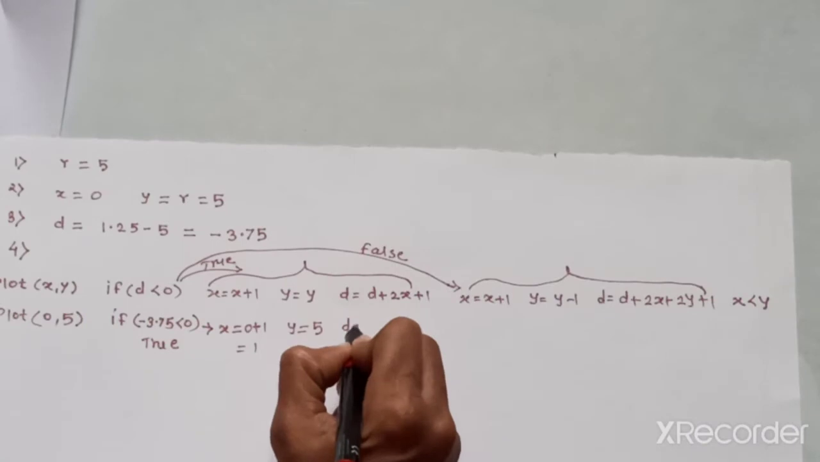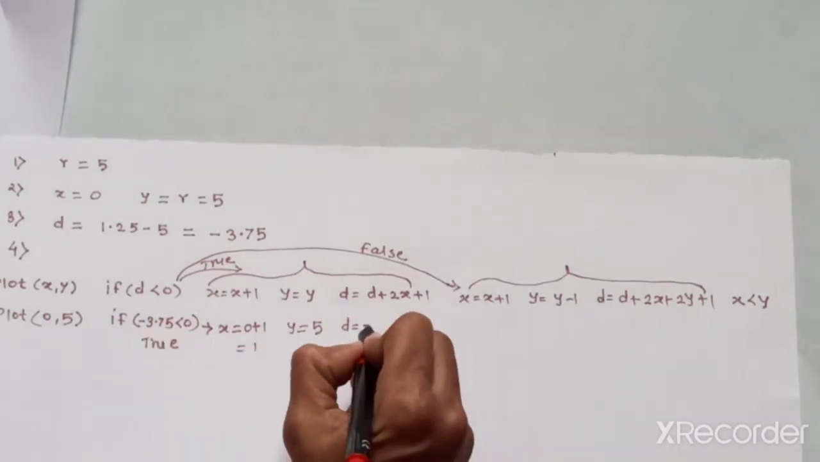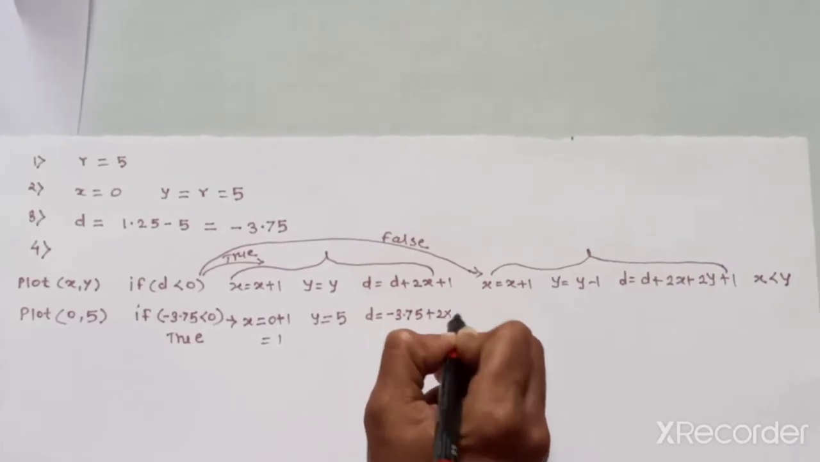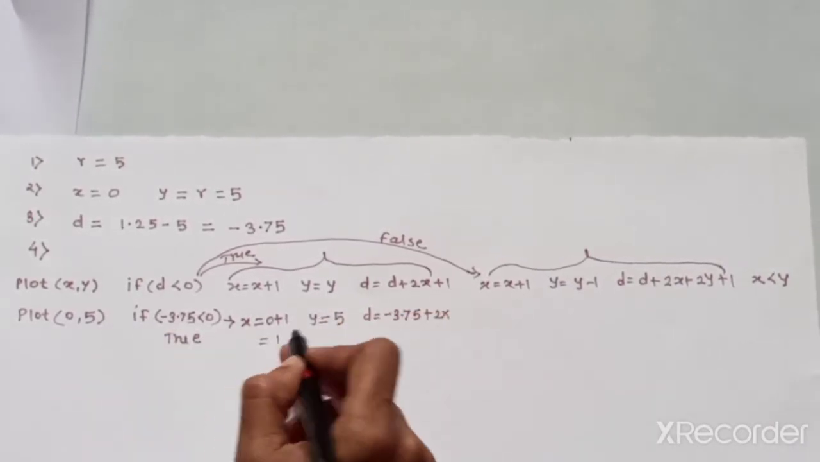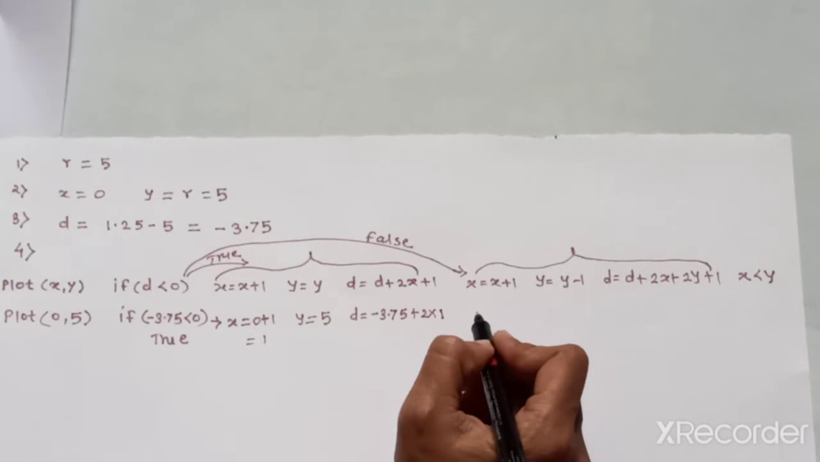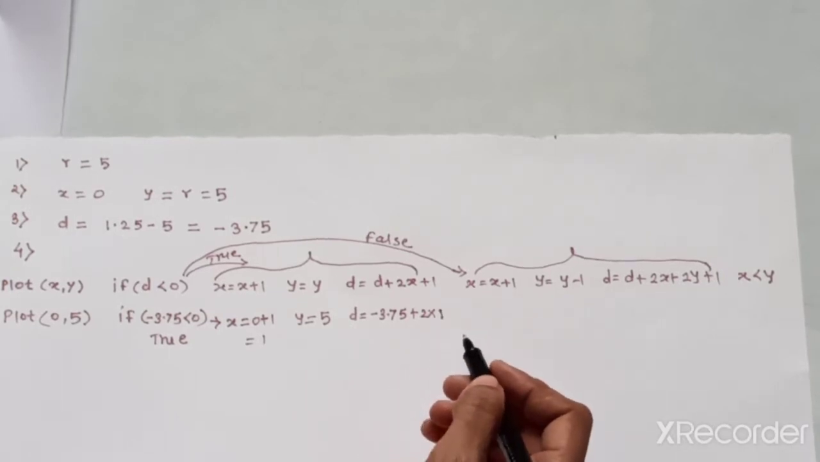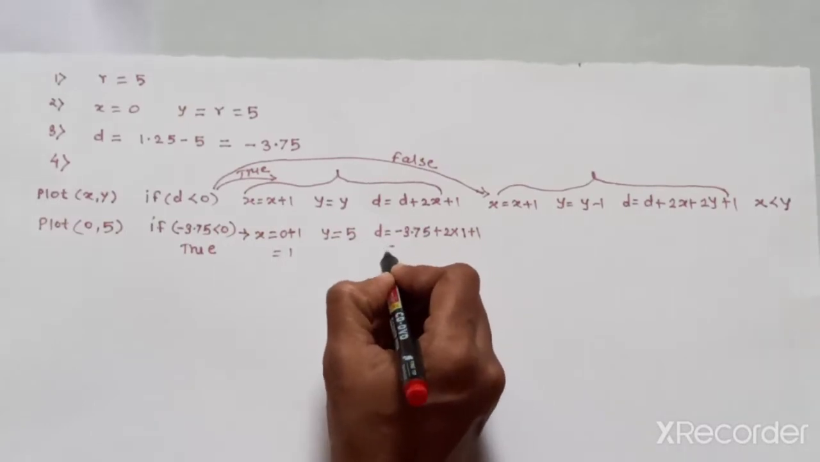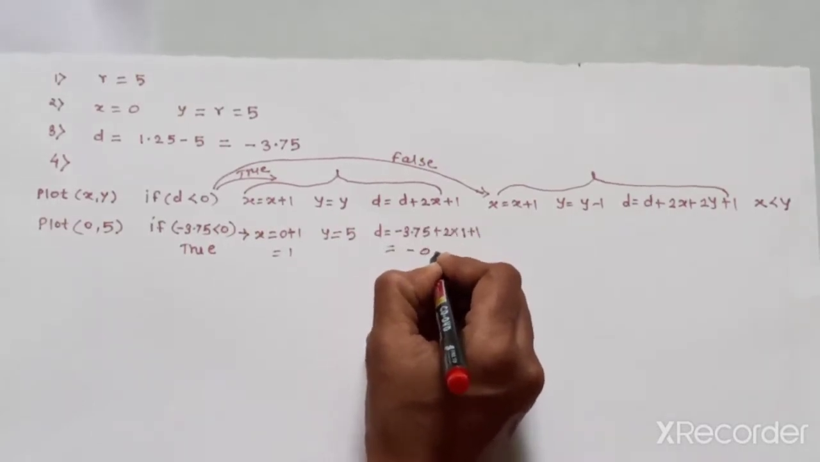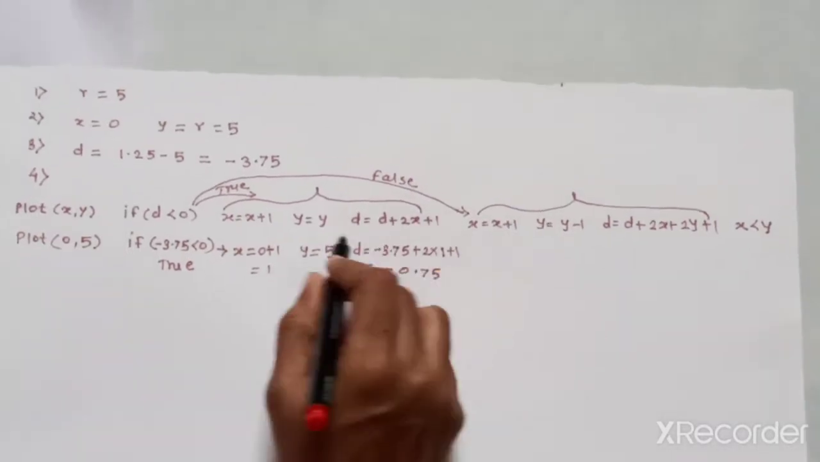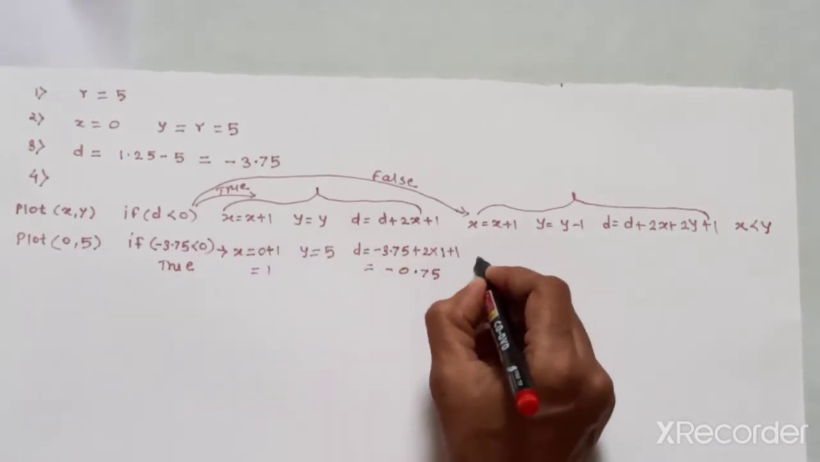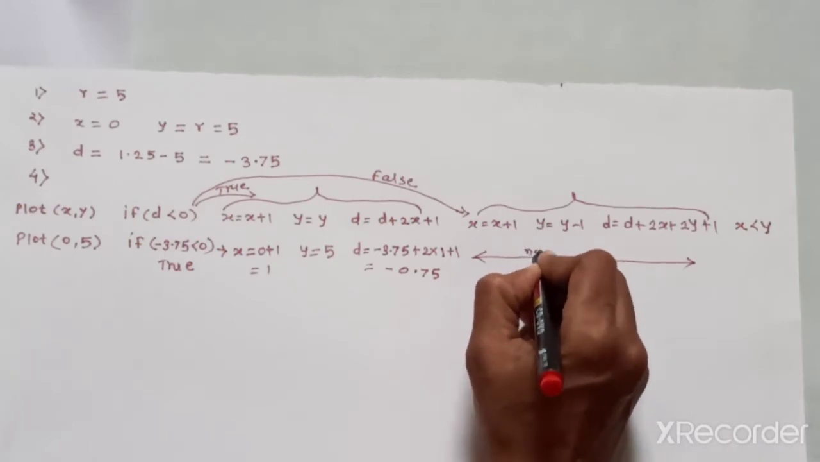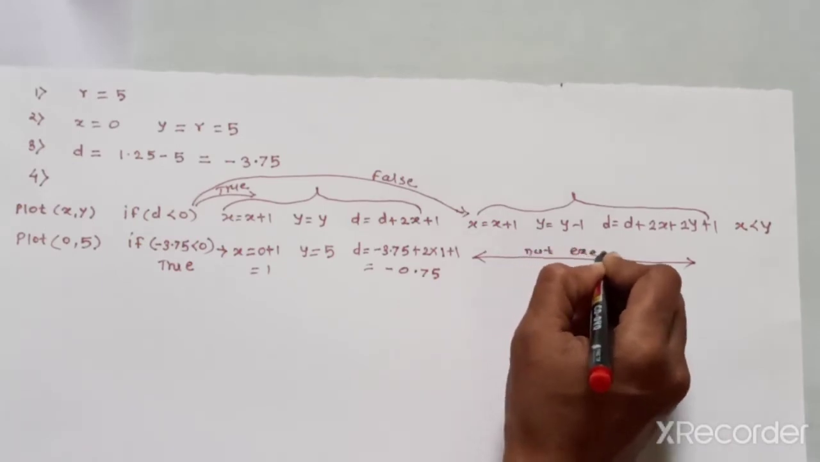Next, d is equal to the value of d, minus 3.75, plus 2 into the value of x that we are getting here as 1. So we are writing the value of x as 1. So here we are getting the answer as minus 0.75. As we have executed the true part, this false part is not going to execute. So we are writing here not executing.